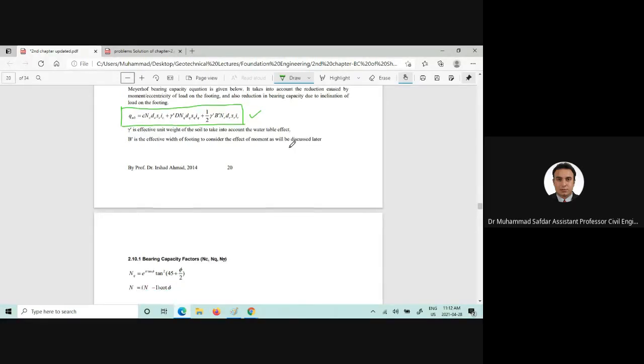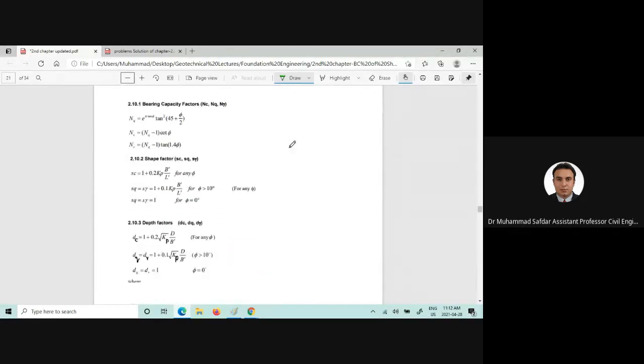Please kindly note down the Meyerhof bearing capacity equation, or take a picture of this equation, because we will be referring to this today. Please note down these equations on a paper with you, because we are going to find out the bearing capacity factors using the Meyerhof bearing capacity equation.